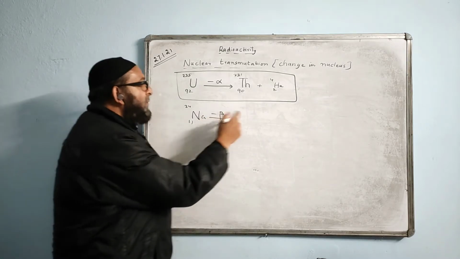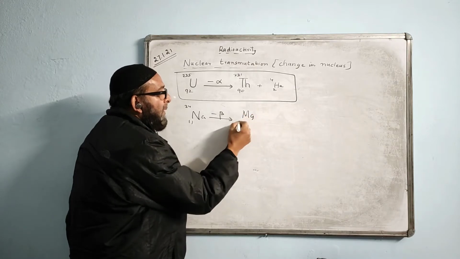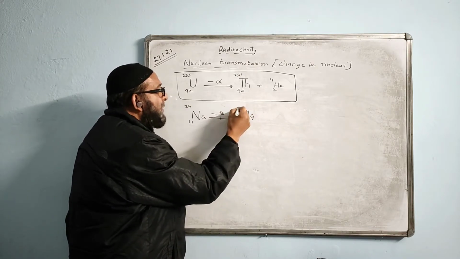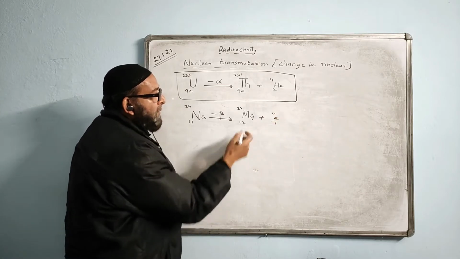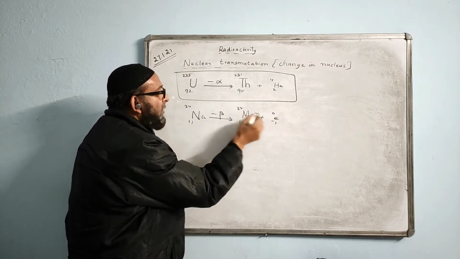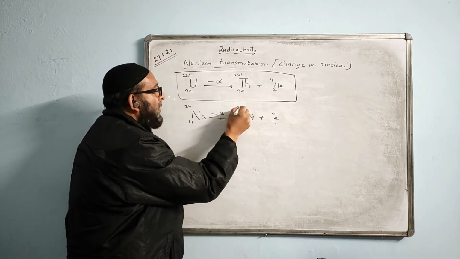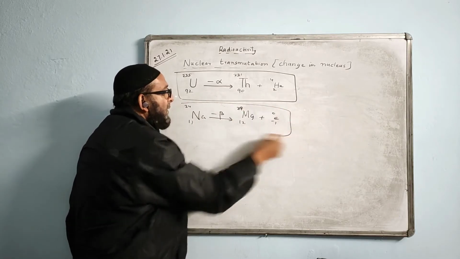Magnesium. So sodium will change into magnesium, and here we are getting 12 and the mass number remains the same, 24, plus a beta particle, which is an electron. Then 12 minus 1 gives 11, and 24 plus 0 gives 24. This reaction also you have to learn by heart.